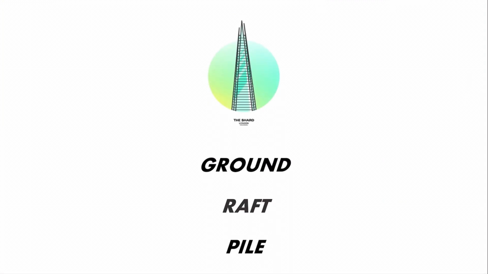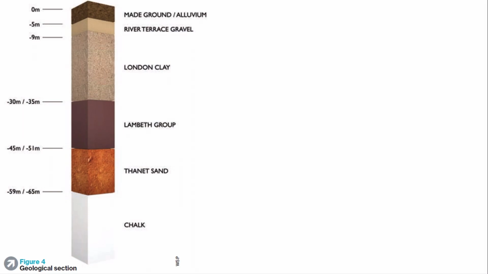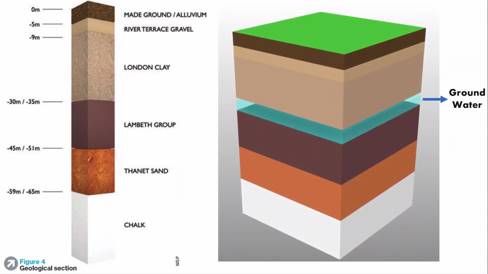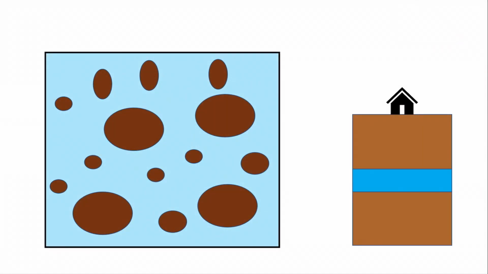For this week, we talk about ground, raft, and pier. Ground. The Shard's ground layer consists of alluvium, river terrace gravel, London clay, Lambeth Group, and sand. Let's start with the characteristics of London clay. Typical unweathered London clay is a firm to very stiff, fissured, dark gray or blue-gray silty clay.